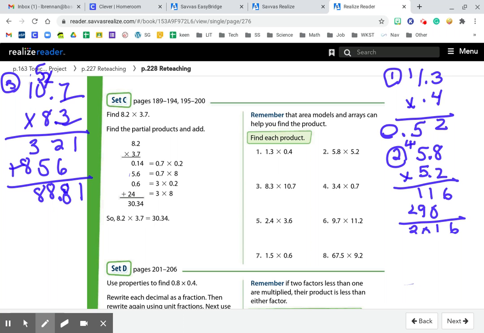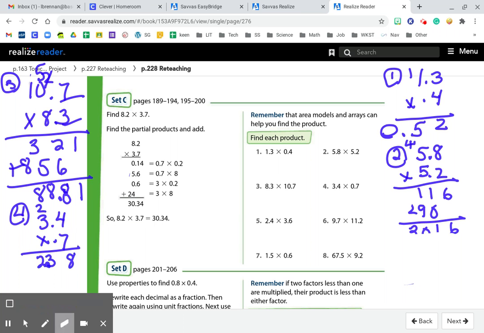2 in my answer. Number 4, 3.4 times 0.7. 7 times 4, 28. 7 times 3 is 21, plus 2, 23. So number 4, 2 digits in decimal place value in the problem, 2 in my answer. I'm going to erase over here.